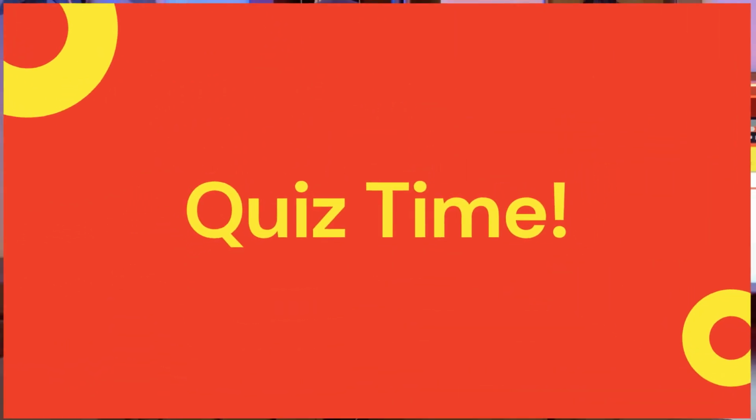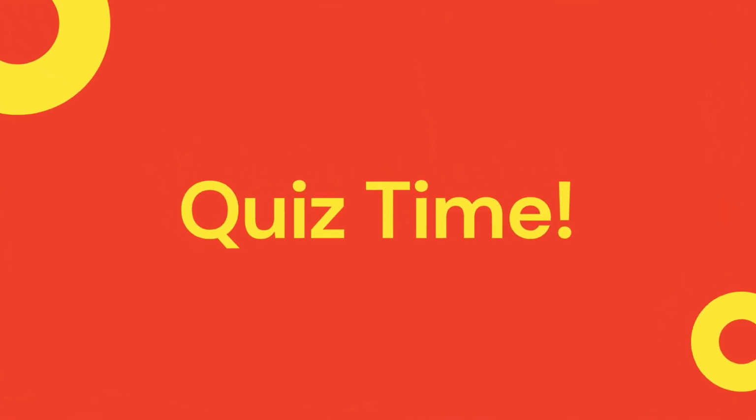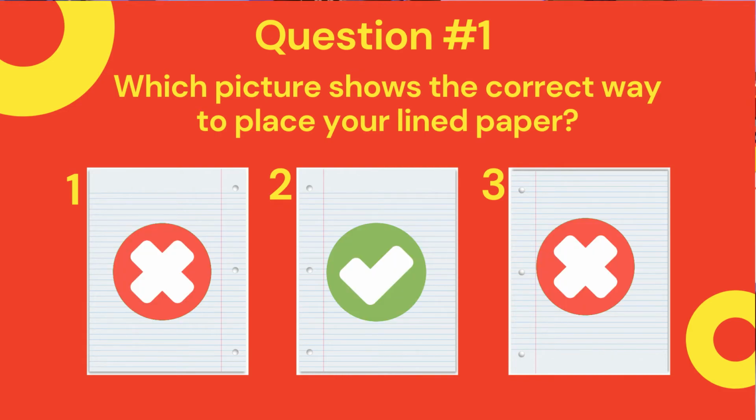Now, let's check what you've learned. Are you ready for the quiz? Here we go. Question number 1. Which picture shows the correct way to place the lined paper? Is it number 1, number 2, or number 3? That's right, it's number 2.